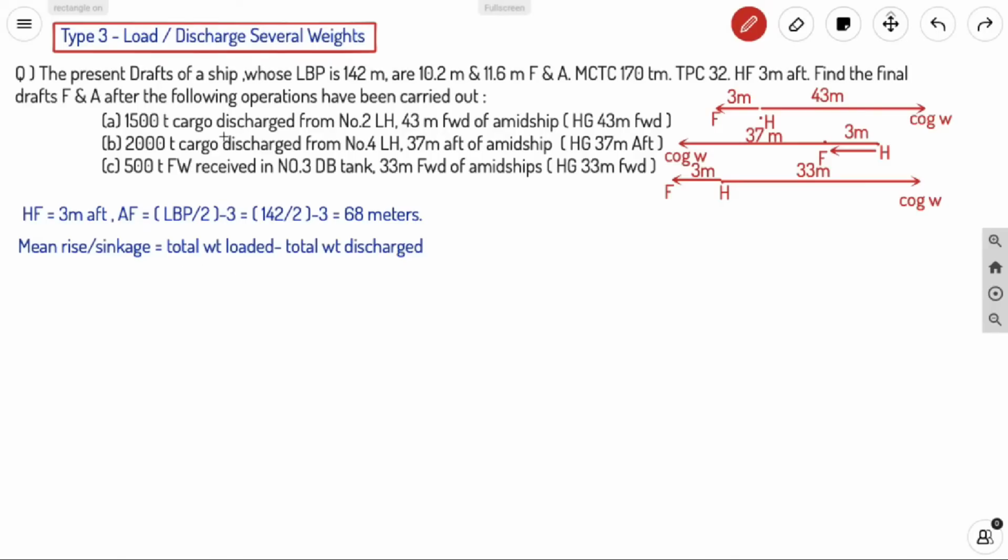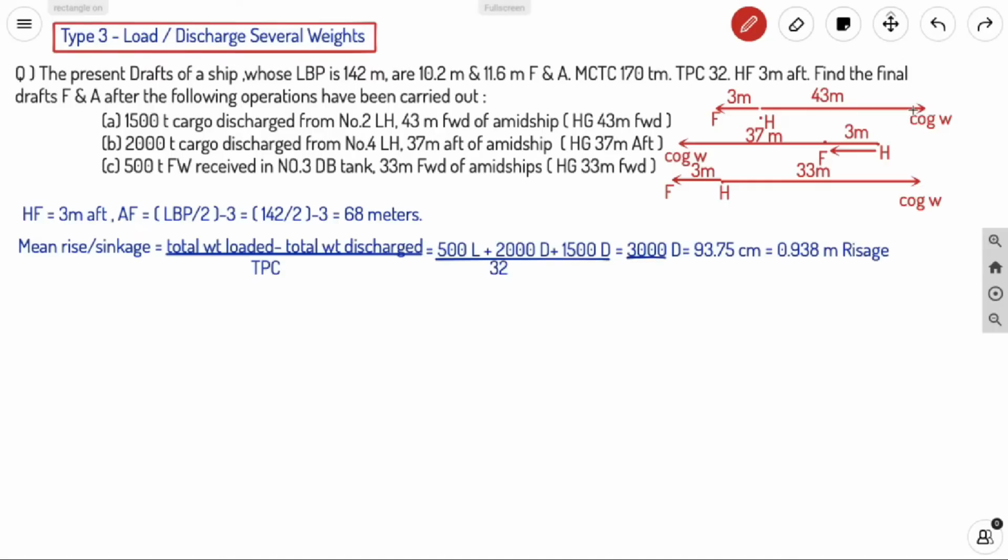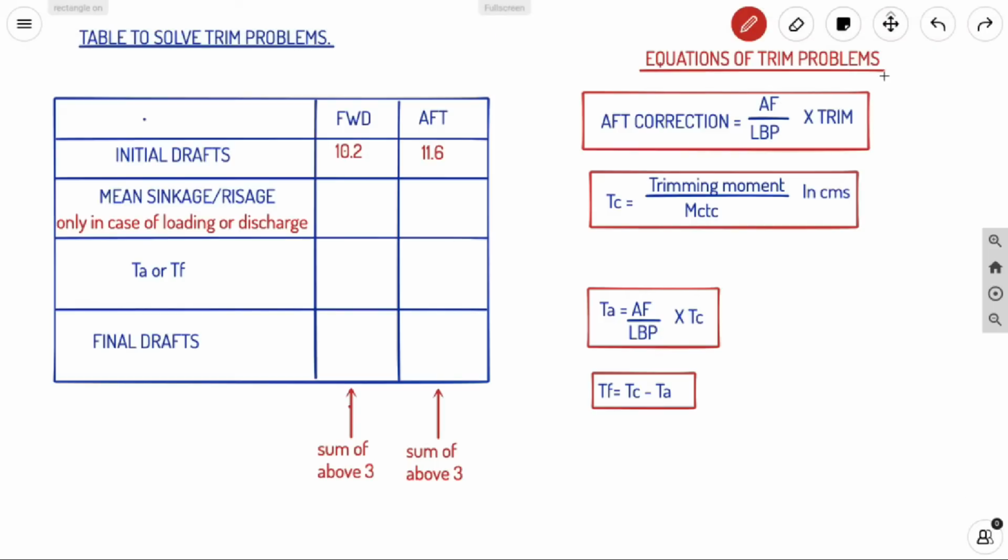Next, we know mean rise or sinkage. In the last questions we had only one weight, so we did weight divided by TPC. In this case we have several weights, so the mean rise or sinkage will be total weight loaded minus total weight discharged, divided by TPC. We write 500 L for load and D for discharge: 2000 discharge, 1500 discharge. Adding the discharges, 2000 plus 1500 is 3500 discharge, minus 500 load, that is 3000 discharge. Divided by TPC 32, 3000 divided by 32, you get 93.75 centimeters, that's 0.938 meter. Since discharge is more, it's a rise. So we write the values in our table: rise, so minus 0.938, both forward and aft.